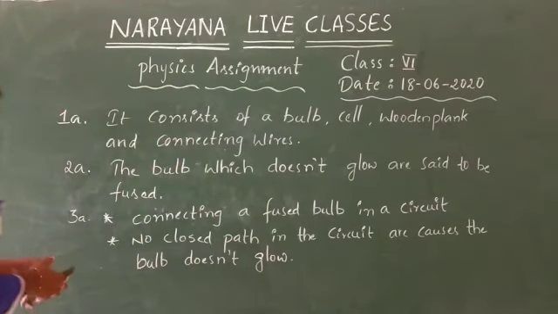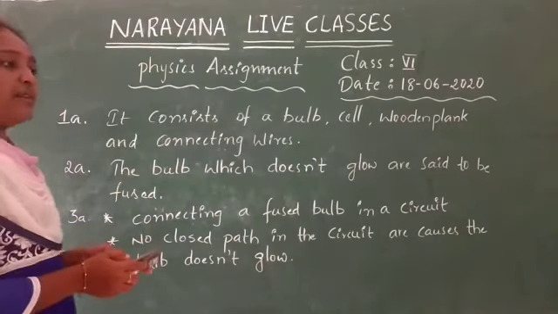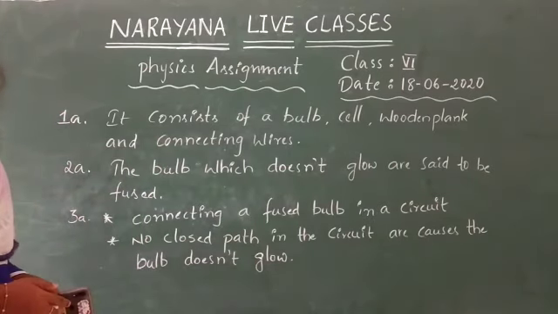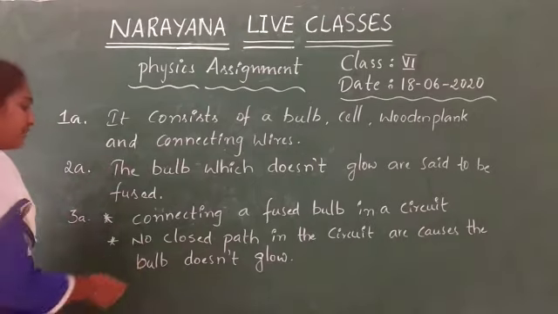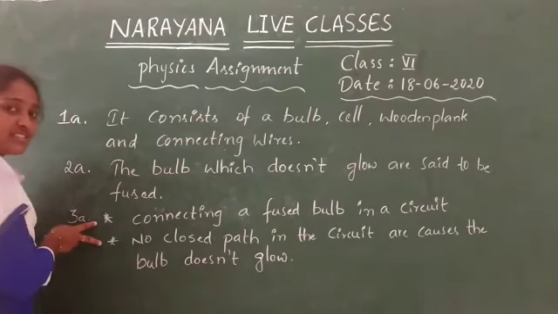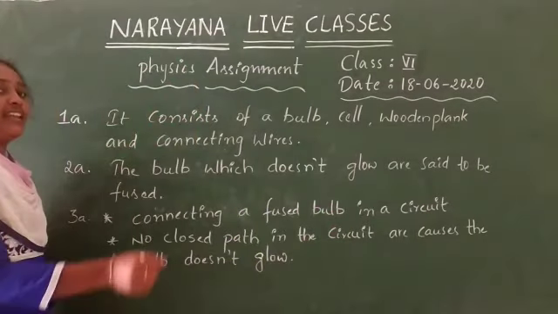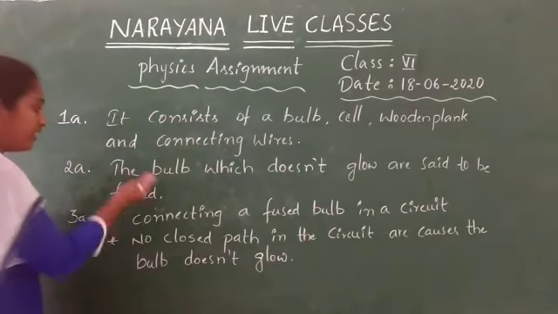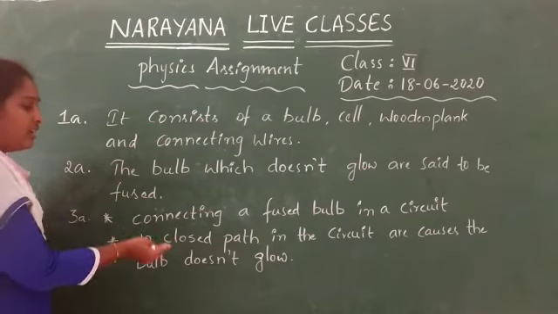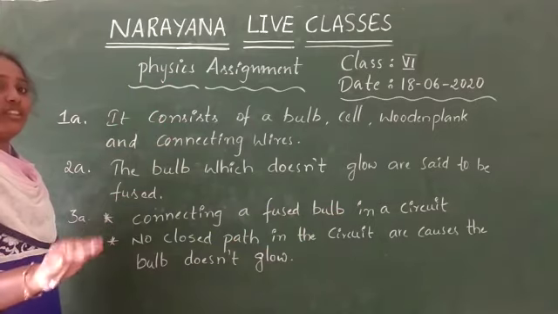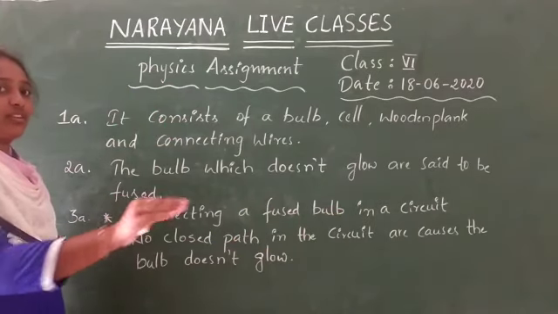And the third question. Why does the bulb not glow in the circuit? Is there any reason? Yes, there is. Here I get two reasons. The first is connecting a fused bulb in the circuit. If we connect a fused bulb in the circuit, as already explained in the second question, the bulb doesn't glow.